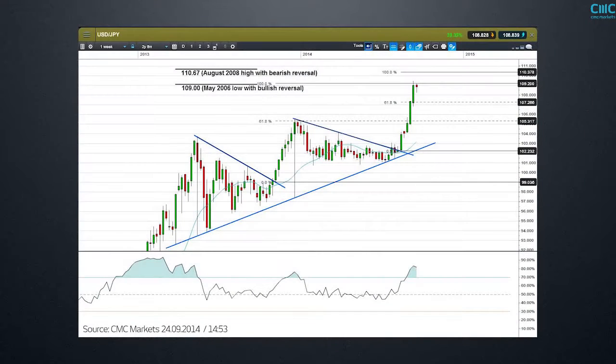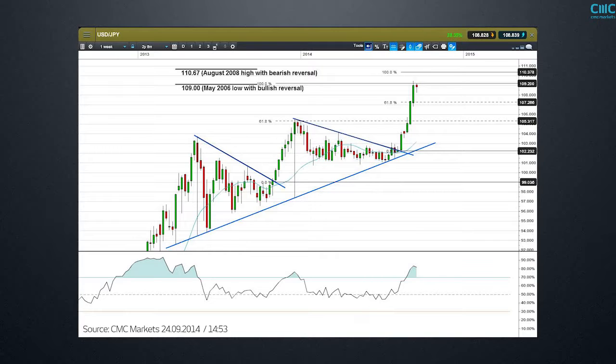This 10-week run in the US dollar was based on an interest rate hike imminently occurring in the US. The Federal Reserve have set expectations back a bit, saying that they're going to leave rates low for a considerable period of time. Whereas in Japan, what was a policy to weaken the yen has kind of pulled back a bit. So let's have a look at the chart and see why these price levels might coincide with these fundamental events.